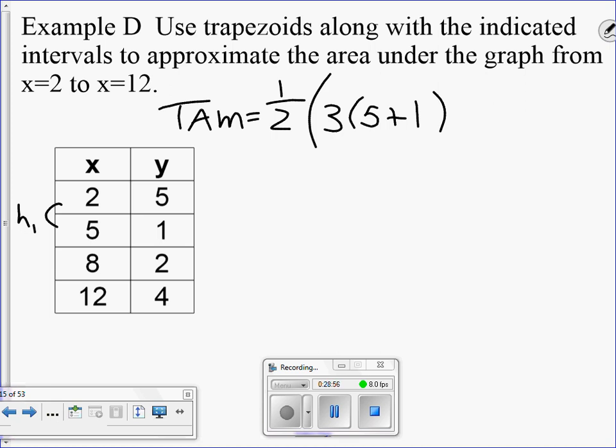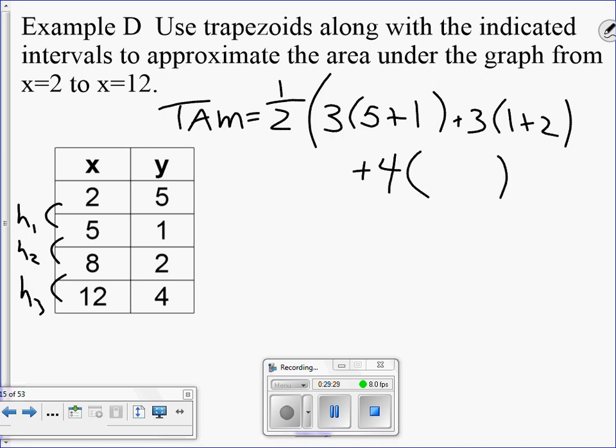All right, let's move on to the second trapezoid. What's the height of the second trapezoid? 3. Now, tell me the bases for the second trapezoid. 1 plus 2. And what about the height of the third trapezoid? 4 times, what are we going to write in those parentheses? 2 plus 4.